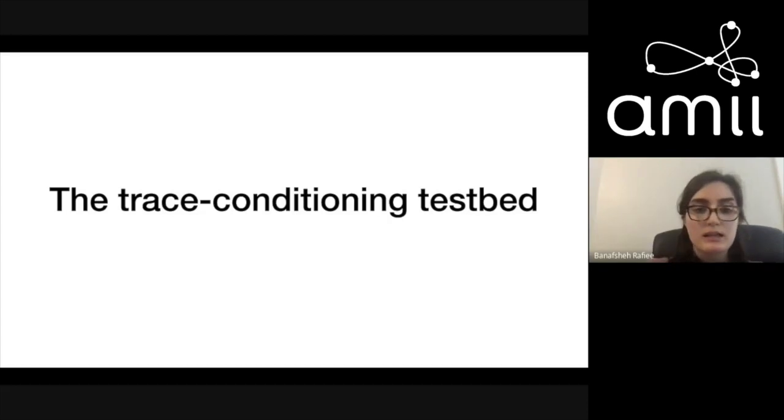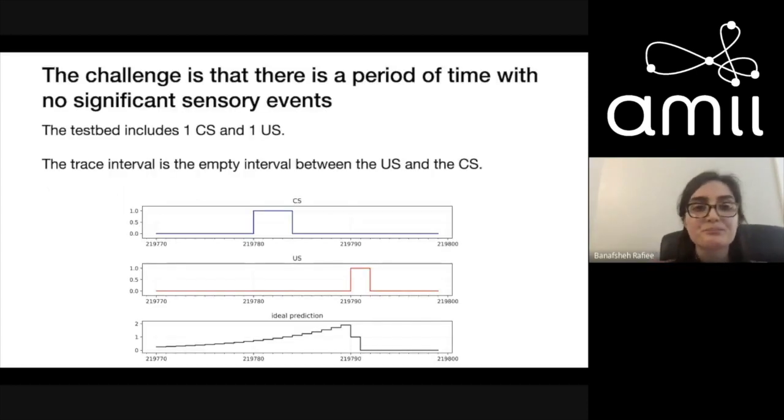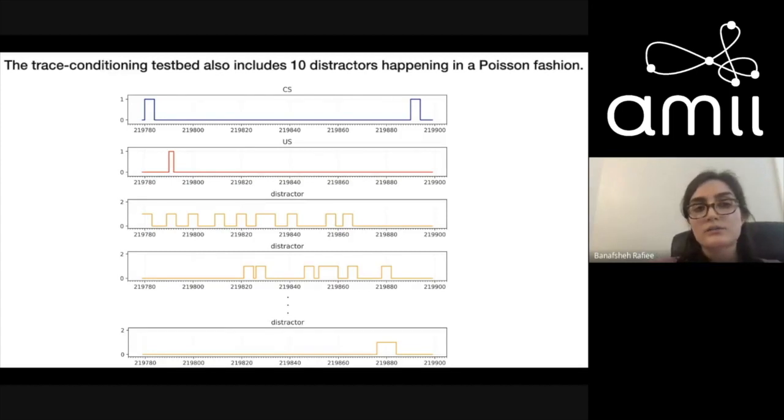So let's look at the trace conditioning testbed. This testbed has one CS and one US. The challenge is that there is a period of time with no significant sensory events. This period of time starts at the offset of the CS and continues until the onset of the US, and it's called the trace interval. The trace conditioning testbed also includes 10 distractors happening in a Gaussian fashion.